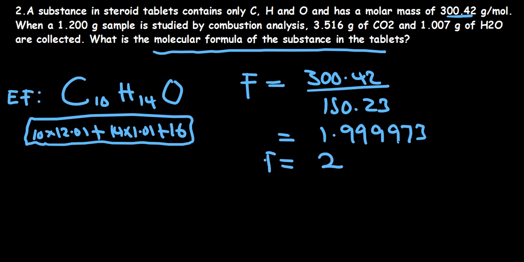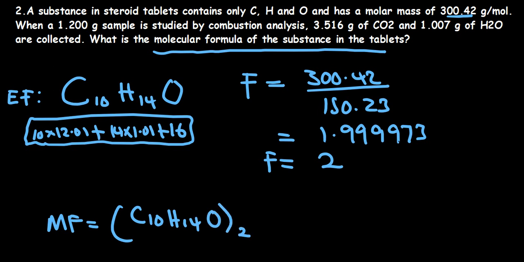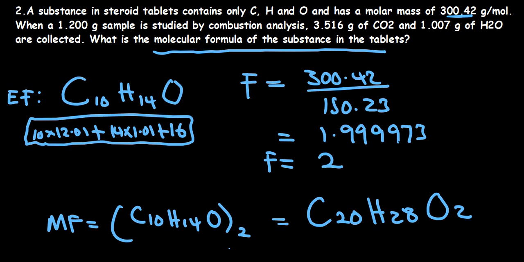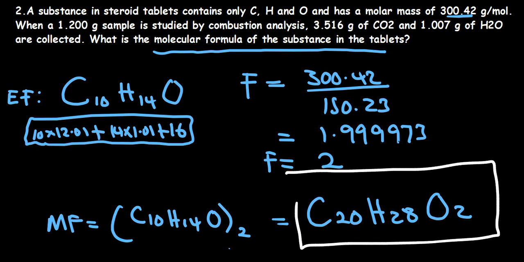So our molecular formula will just be equal to the empirical formula multiplied by this factor, which is 2. So it means our molecular formula will just be C20H28O2. So this one here is our molecular formula. Any questions there?